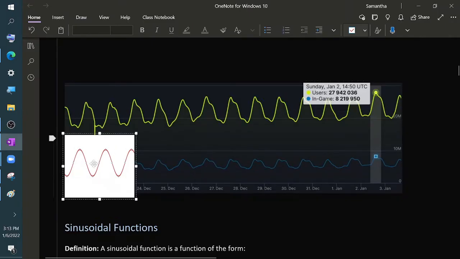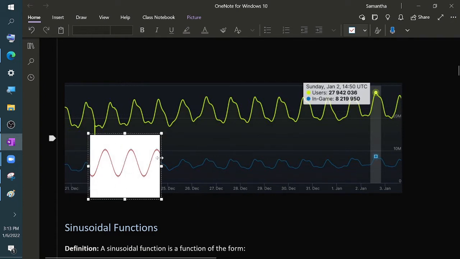Not quite perfect because it's not letting me completely freely move this image. It's moving in chunks. But if you are able to move it completely freely and not in chunks the way that this program is forcing me to, you would be able to match up this sine pattern with this actual chart pretty closely.